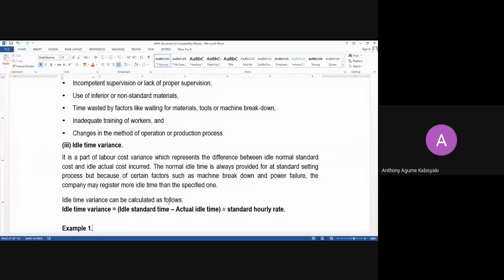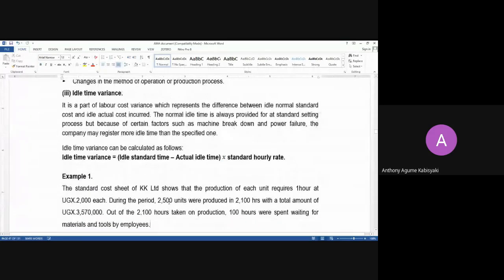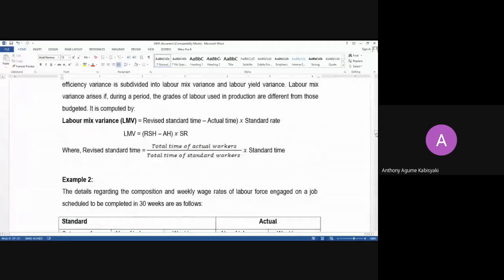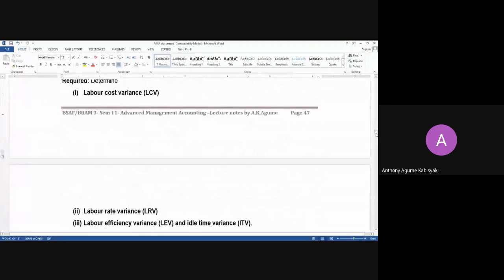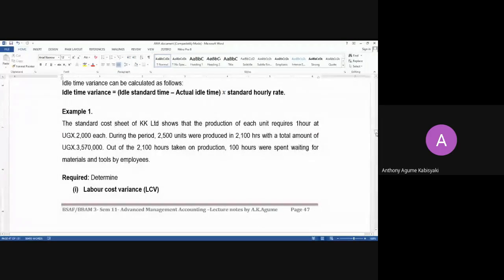To compute the idle time variance, we need to get the standard idle time minus actual idle time, then times the standard hourly rate. So we have got an example. We're going to go through this example, meaning that by the end, you should be able to compute these variances. So I think we are all at par.